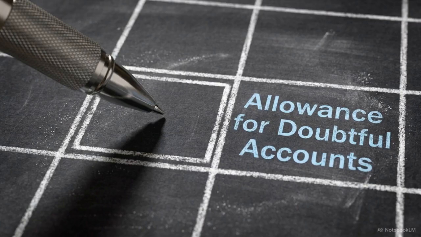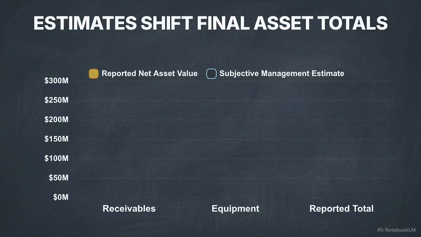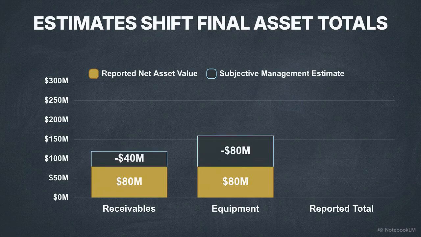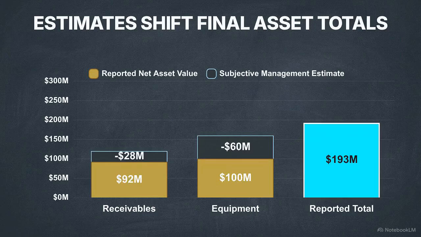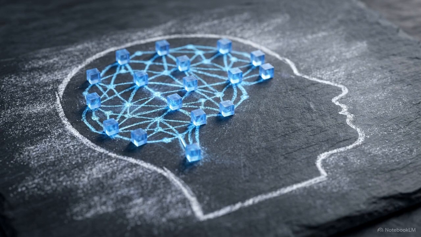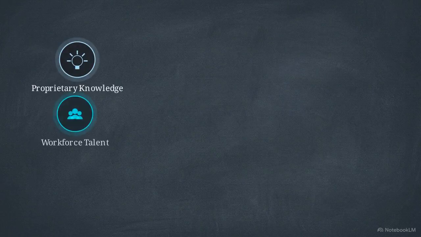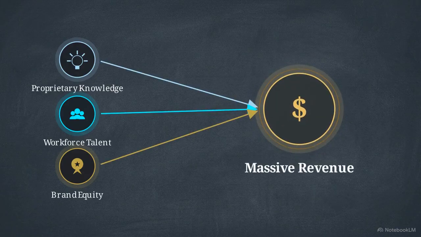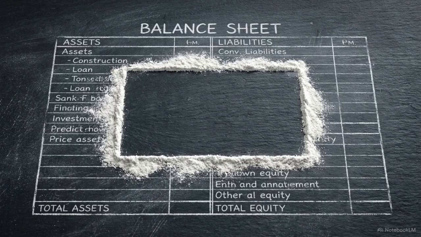Despite the rigid mathematical framework, building the document requires continuous management estimates. From predicting bad debt to calculating depreciation, human judgment introduces inherent subjectivity into the final totals. Most significantly, the balance sheet ignores major drivers of modern corporate value. A firm's proprietary knowledge, its workforce talent, and the strength of its brand generate massive revenue, yet because they cannot be objectively quantified, they are omitted from the document entirely.